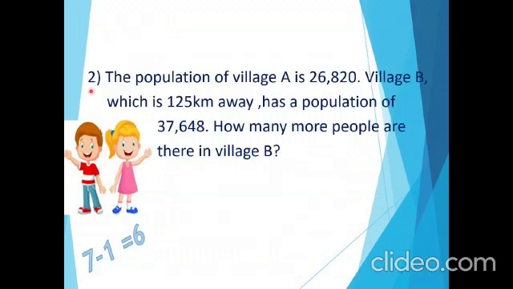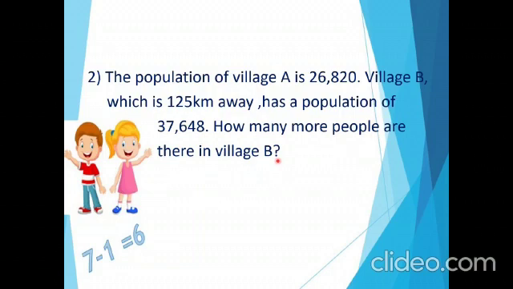Second question. The population of village A is 26,820. Village B, which is 125 km away, has a population of 37,648. How many more people are there in village B?